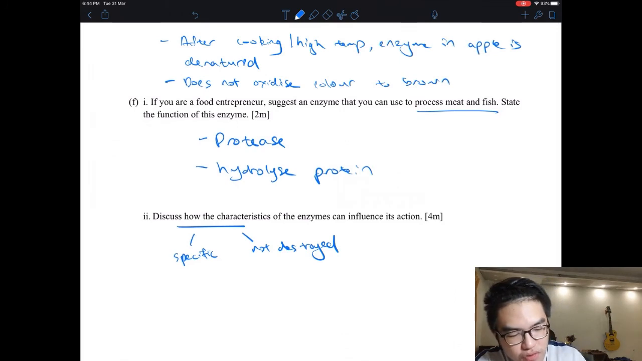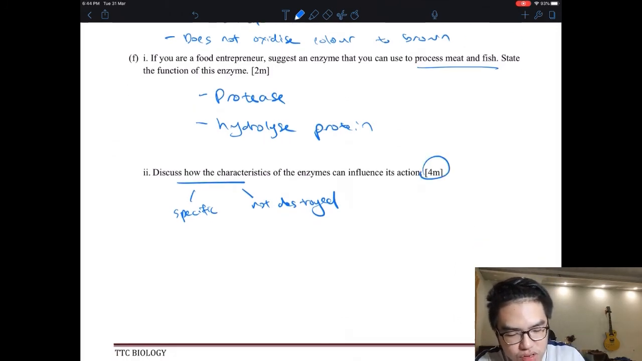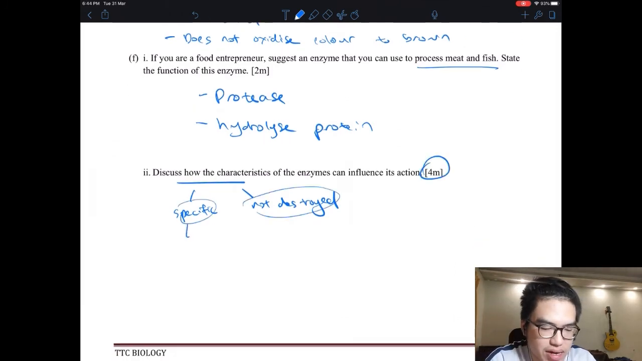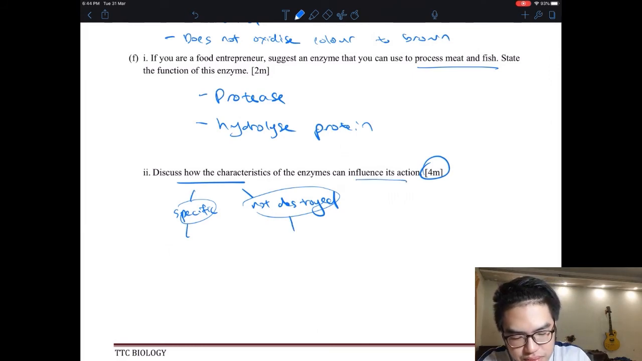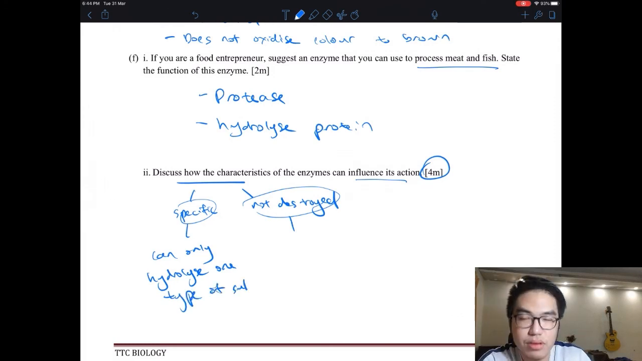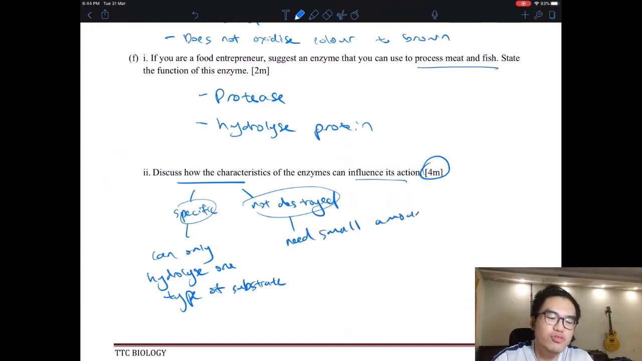So 4 marks here, 2 marks for this, 2 marks for explanation. How can it influence its action? Specific, how does it influence it? They can only hydrolyze one type of substrate. Not destroyed, what does it mean? You only need a small amount, because I can reuse my enzyme. I can reuse the enzyme.